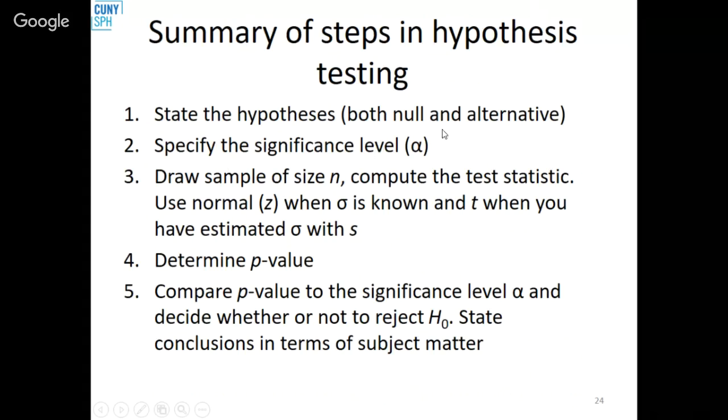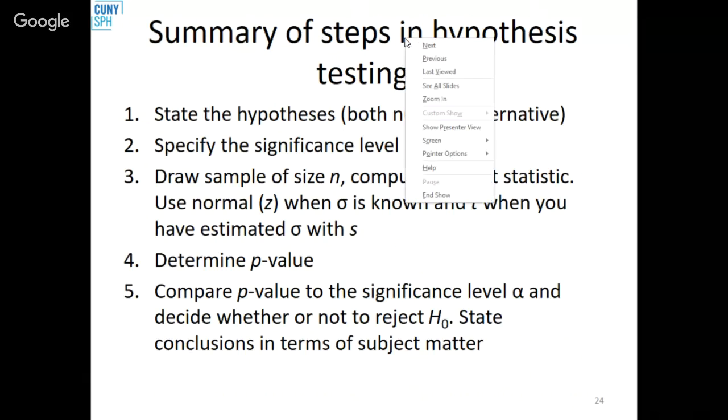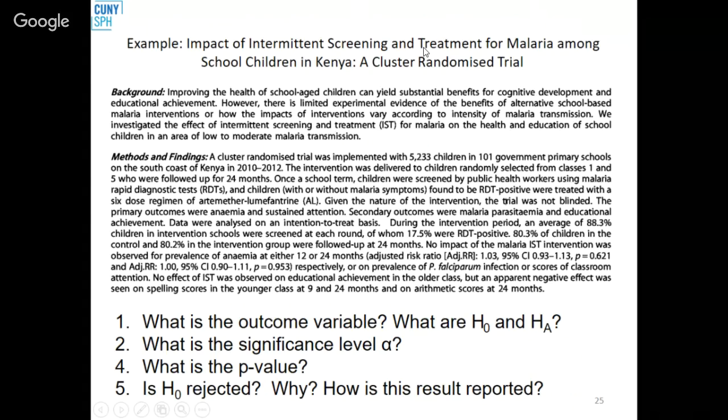So here are those steps again. The 5 steps, starting with stating your hypothesis, then the significance level, drawing your sample and computing the test statistic, using that to optionally determine a p-value, and then comparing that p-value to alpha or the test statistic to the critical value of the test statistic and deciding whether or not to reject the null hypothesis. And taking that and stating your conclusion in terms of the subject matter.